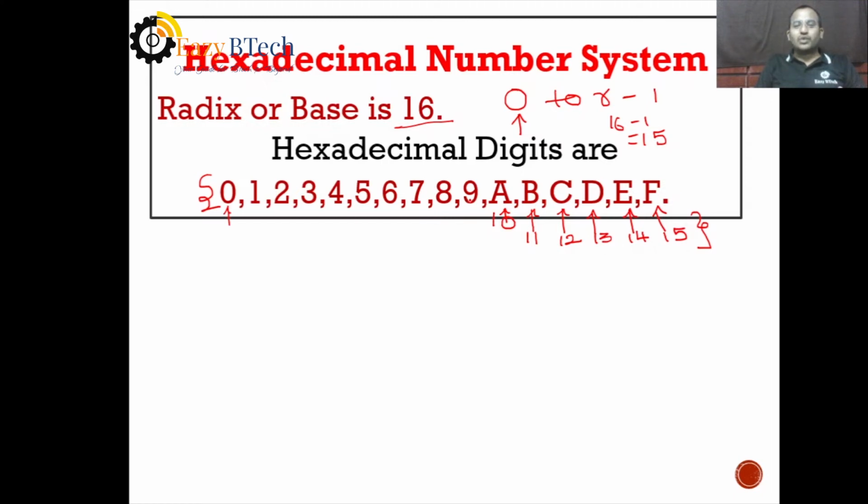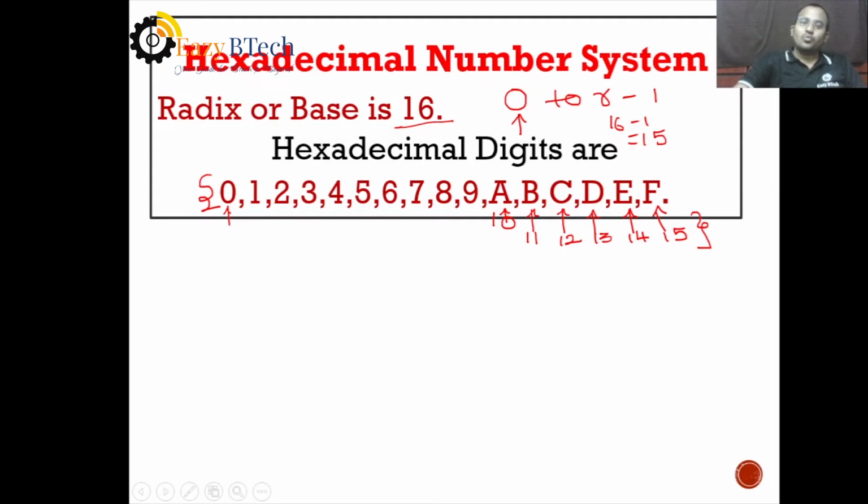What we have to remember is that after 9, 10 is represented with A, 11 with B, 12 with C, 13 with D, 14 with E, and 15 with F. Whatever number we have to represent, we do so using only these 16 different elements.